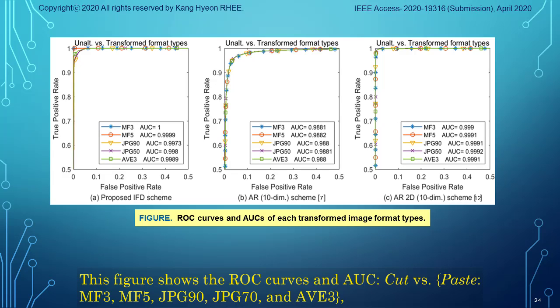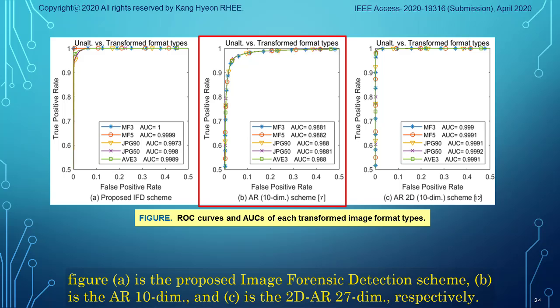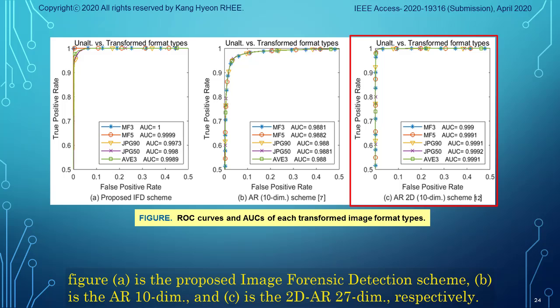This figure shows the ROC curves and AUC, cut versus paste, for median filtering 3x3, median filtering 5x5, JPEG compression by a quality factor 90, JPEG compression by a quality factor 70, and average filtering 3x3. Figure A is the proposed image forensic detection scheme. B is the AR 10-dimensionality, and C is the 2D AR 27-dimensionality, respectively.